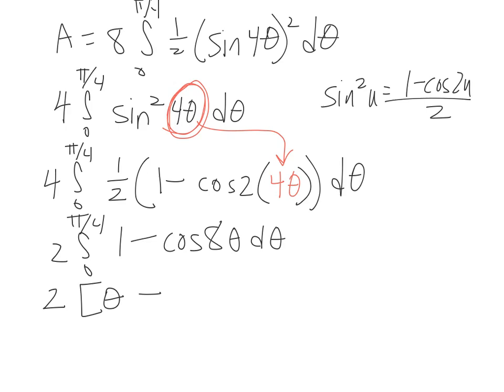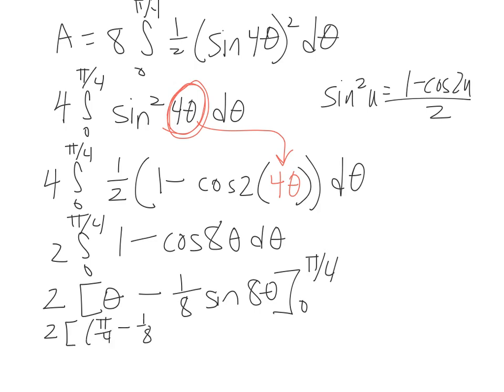So cosine of 8 theta will be replaced with 1/8 sine of 8 theta. And we're evaluating this from 0 to pi over 4. So we're going to substitute pi over 4 in for both the thetas, then subtract what we get when we substitute 0 in for both the thetas. So this is the arithmetic part of it. 2 times pi over 4 minus 1/8 sine of 8 times pi over 4, minus 0 minus 1/8 sine 8 times 0.